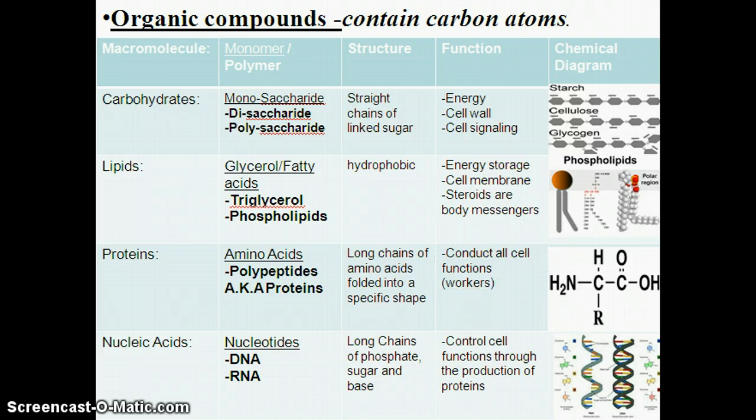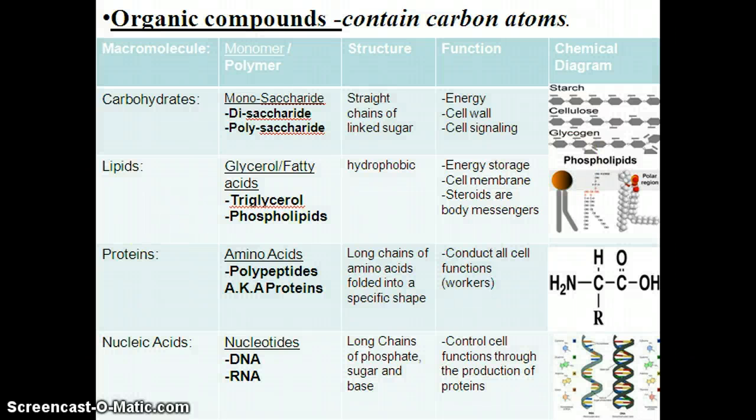Finally, we move on to nucleic acids. Their monomers are nucleotides. The polymers are DNA and RNA. DNA is double-stranded, the double helix, and RNA is single-stranded. Their structure, you can see over here, the first one I circled is RNA, a single strand, and DNA is a double strand. Its function is to control the cell's function through the production of proteins.